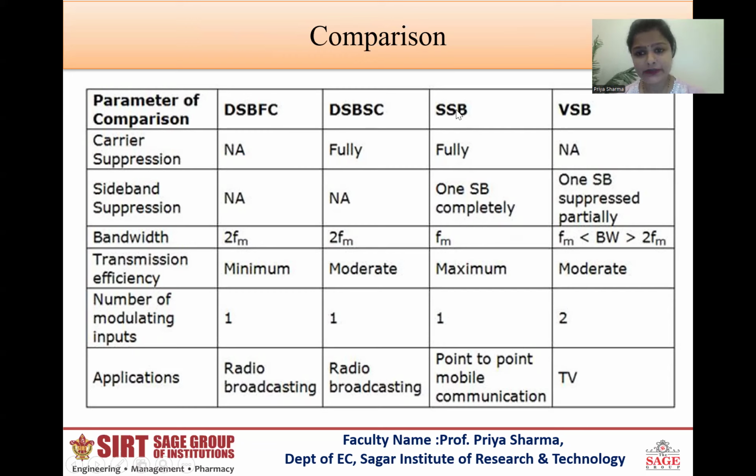And as VSB is the modified form of SSB, it is not applicable because the carrier is already suppressed here. Sideband suppression is not there in the DSBs. In SSB, one sideband is completely suppressed, and in VSB one sideband is partially suppressed. Bandwidth is twice FM for both the DSBs, it is FM for SSB, and for VSB it is greater than this but lesser than these. Transmission efficiency is discussed here. The number of modulating inputs is discussed, and applications we have already discussed.